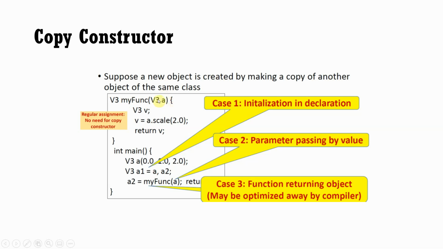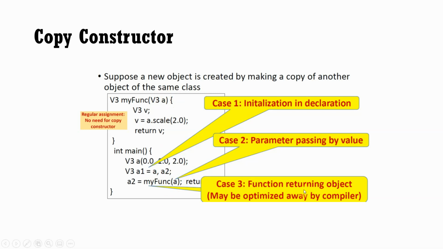If you look at it more carefully, we are instantiating this object by copying the other a into it. So this is the second instance where the copy constructor is called. To instantiate this local object, the copy constructor is called.